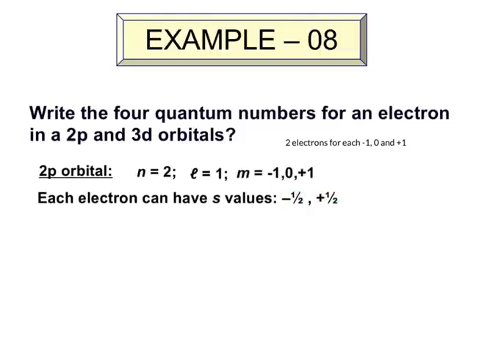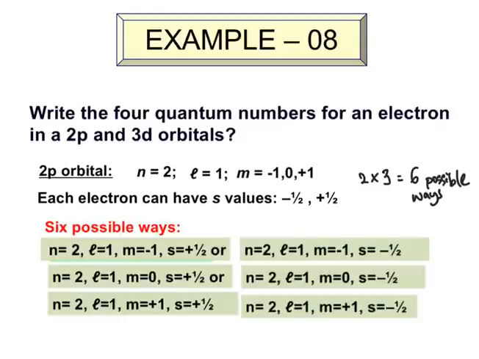So there are 2 electrons for each magnetic quantum number: negative 1, 0 and positive 1. 2 electrons times 3 values of magnetic quantum number. Thus we have 6 possible sets of quantum numbers. So these are the 6 possible ways. First one, n is 2, l is 1, m is negative 1, s is positive half. Second one is n is 2, l equal to 1, m is negative 1 and s negative half.